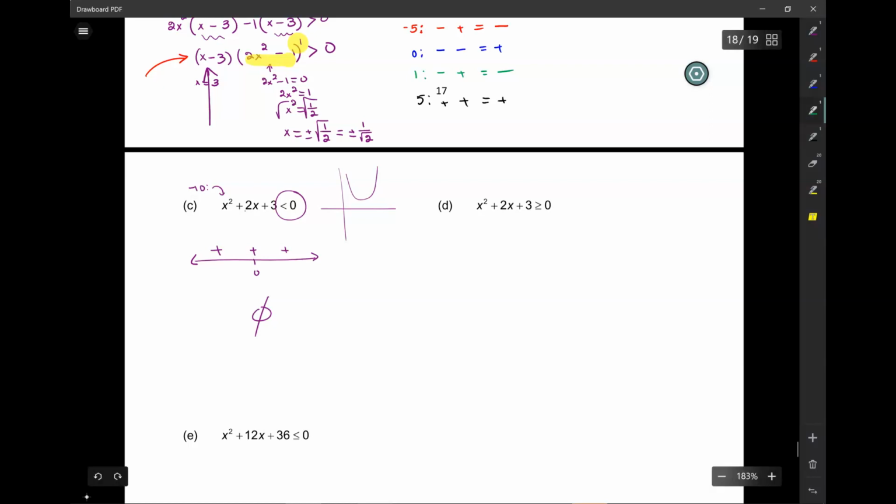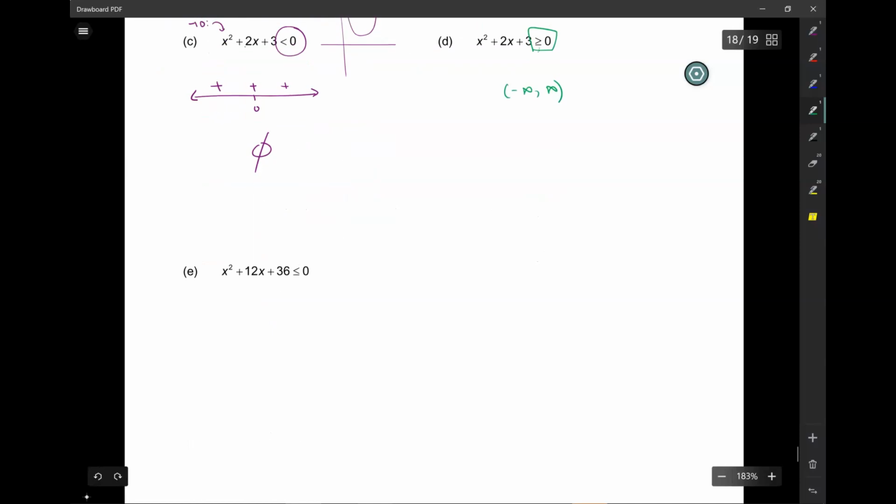Okay? Now, look at the next one. It's asking us the same function, right? But this time greater than or equal to 0. Okay. This function I know is always greater than 0. Does it ever equal 0? No, but it doesn't matter because the condition is where is it greater than 0 or where is it equal to 0? Well, it's always greater than 0, so the answer here is all real numbers. Okay, next one.